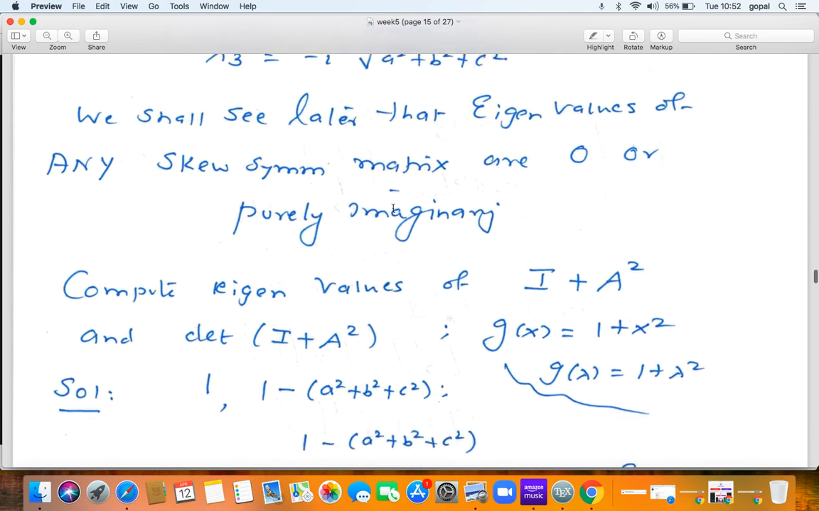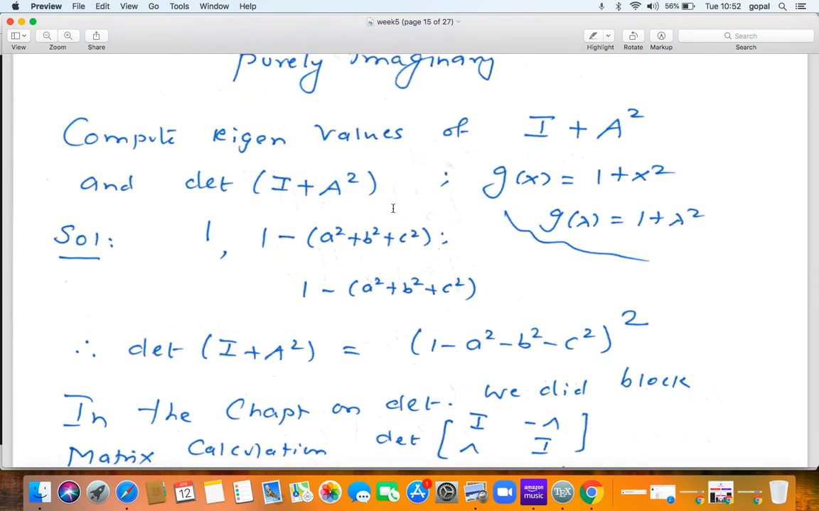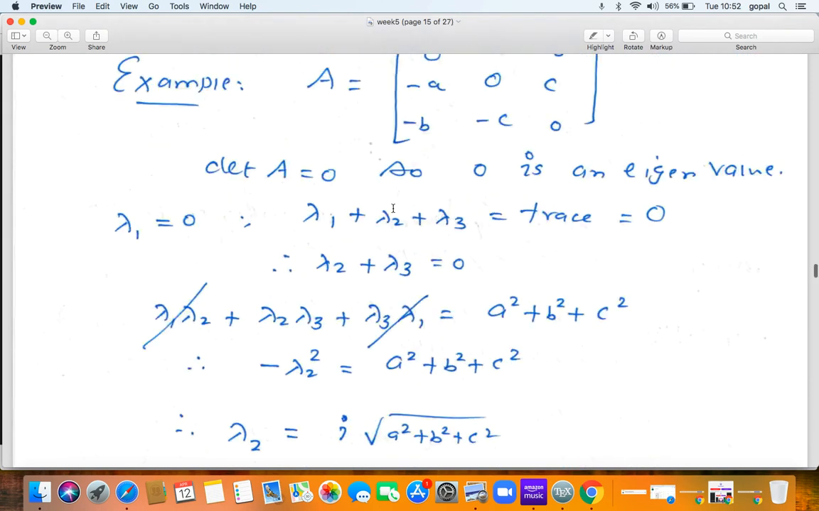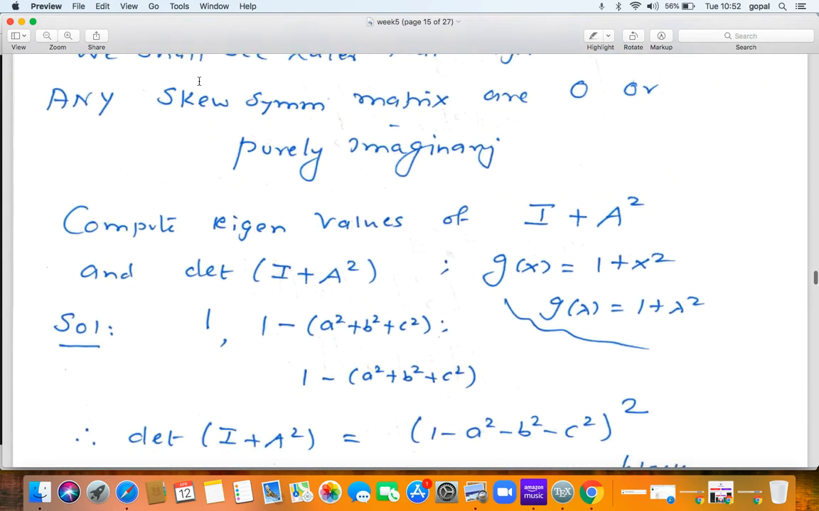Now let us go back to the problem which we started in the previous chapter. A is a skew-symmetric matrix. Remember? I took a 3 by 3 skew-symmetric matrix and called it lambda there. And I want you to compute the determinant of I plus A squared. Remember, that was the place where we got stuck, when we were doing block matrices, determinants of block matrices, etc. There we came across this problem. Now we are able to solve it.